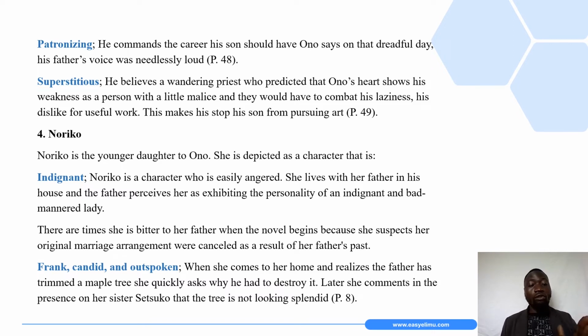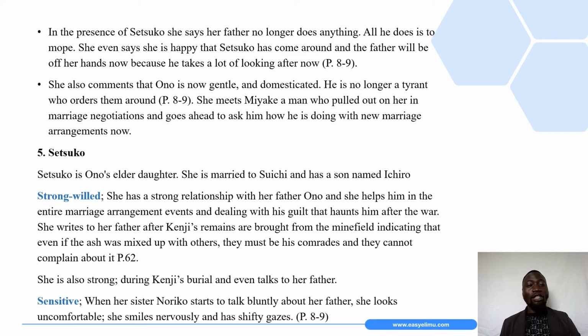So Noriko is also frank, candid, and outspoken. When she first comes to her home and realizes the father has trimmed a maple tree, she quickly asks why he had to destroy it. And later she comments in the presence of her sister Setsuko that the tree is not looking splendid. Again, in the presence of Setsuko, she says her father no longer does anything. All he does is to mop all day. Then she even says she is happy that Setsuko has come around and the father will be off her hands now because he takes a lot of looking after now.